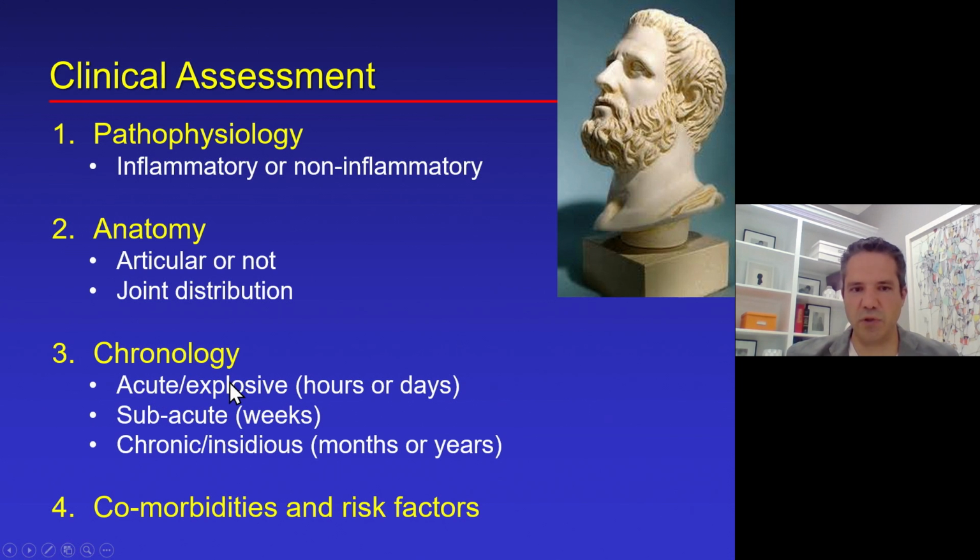Something that comes on explosively is often addressed differently and has different diagnostic possibilities than someone with more chronic symptoms. And then comorbidities do come into play. Patients who have diabetes, heart disease, obesity, and renal disease, you might be thinking about gout, whereas someone who has intravenous drug use, you should be thinking about septic arthritis more.